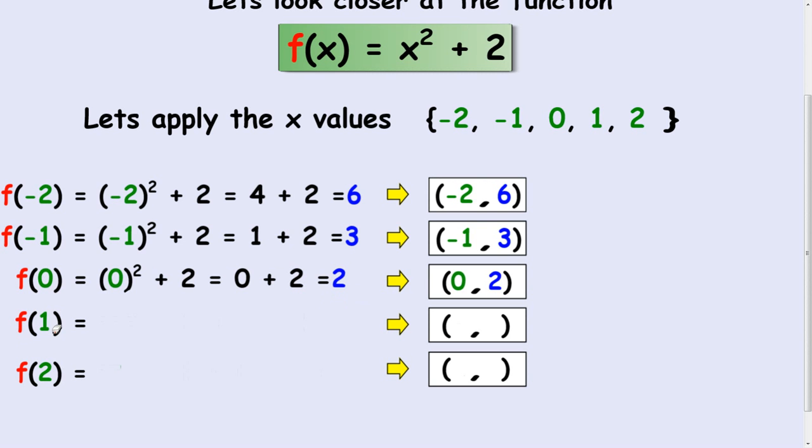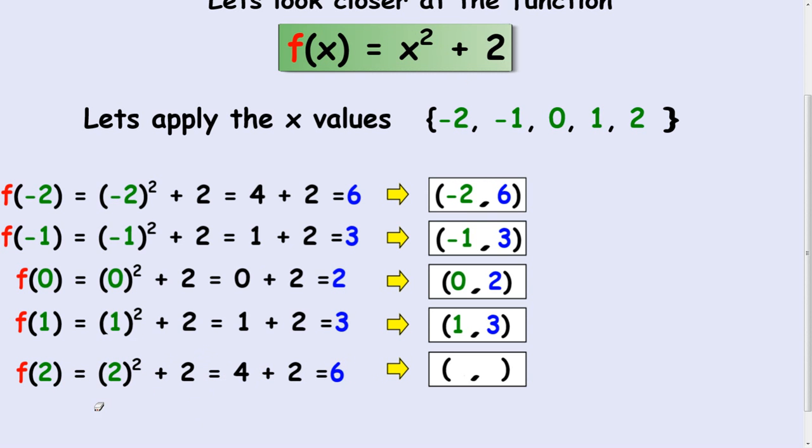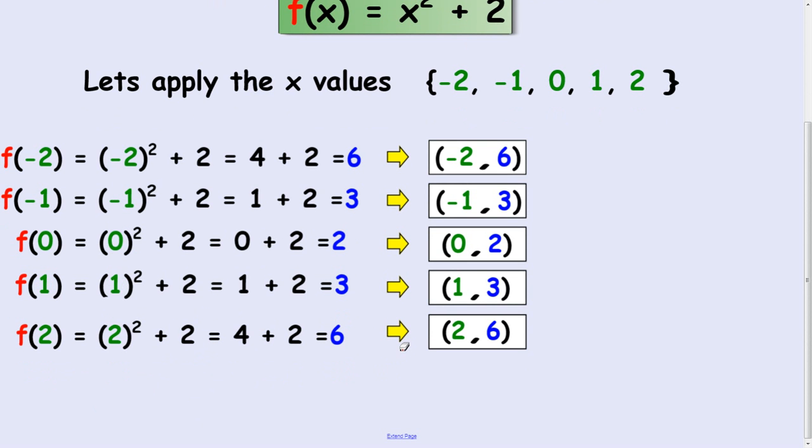Okay, let's put 1 into the function. So 1 squared plus 2. Now 1 squared is just 1. If you add on 2 you get 3. So the input would be 1 and the output would be 3. And lastly, f of 2, you're just putting a 2 up here. So 2 squared, add 2. So 2 squared is 4, and if you add on 2 you get 6. So an x value of 2 and a y value of 6.